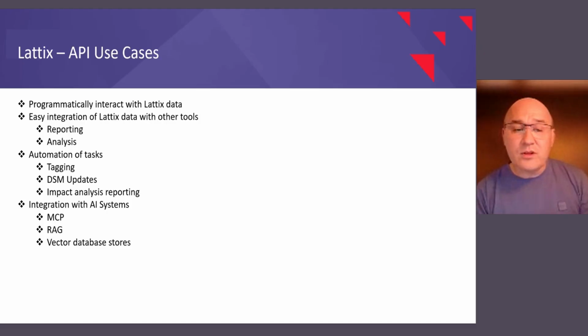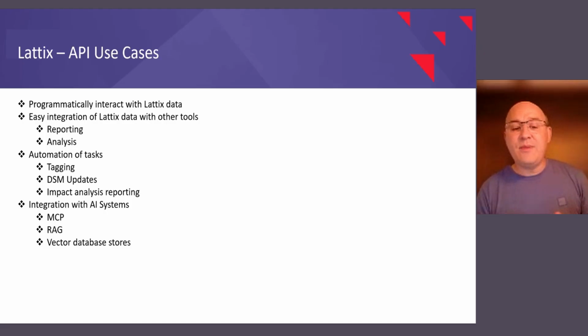You can also use it for automation of tasks, such as tagging. Perhaps you want to tag everything in your dependency structure matrix that is a MISRA violation, or that is an AUTOSAR violation, or that has some other property you want to see across the architecture. You can now automate the tagging of the dependency structure matrix using the Python API, and we'll have a look at an example of that too. And as I say, you can also use it for impact analysis reporting.